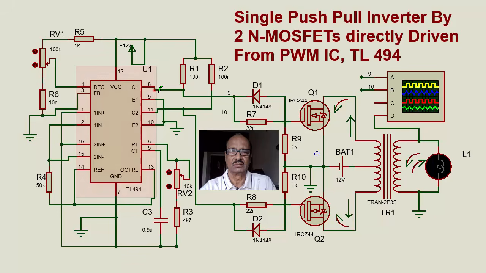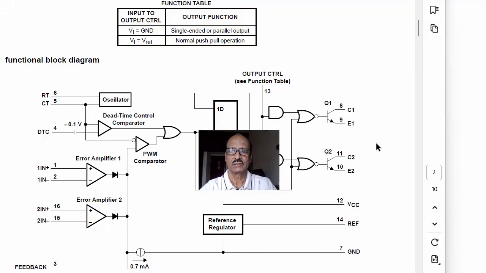In the circuit configuration here, we have, as usual, the PWM IC TL494. This has two outputs. In fact, there are two transistors inside. This is the collector and this is the emitter of that, and this is the collector, this is the emitter of that. The emitters are all grounded and collectors are pulled up to positive voltage. We can verify that with C1 and E1, that is collector 1 and emitter 1 of this output, and for this output, collector 2 and emitter 2.